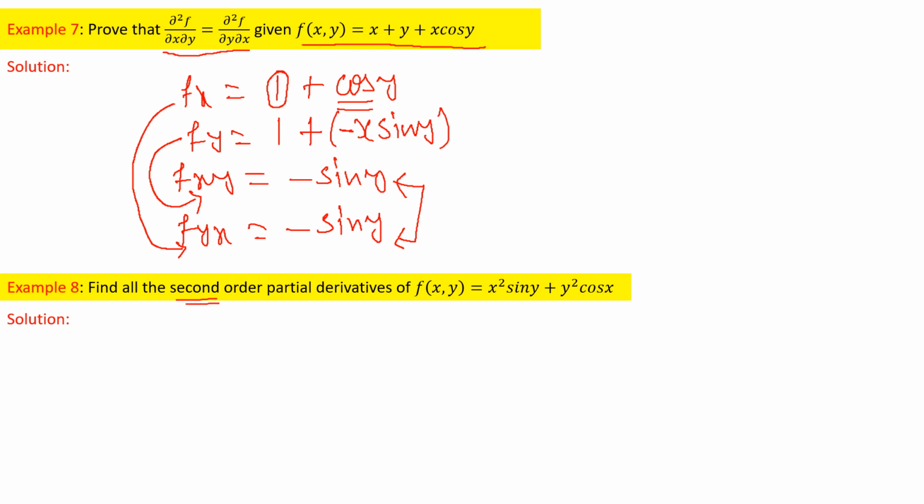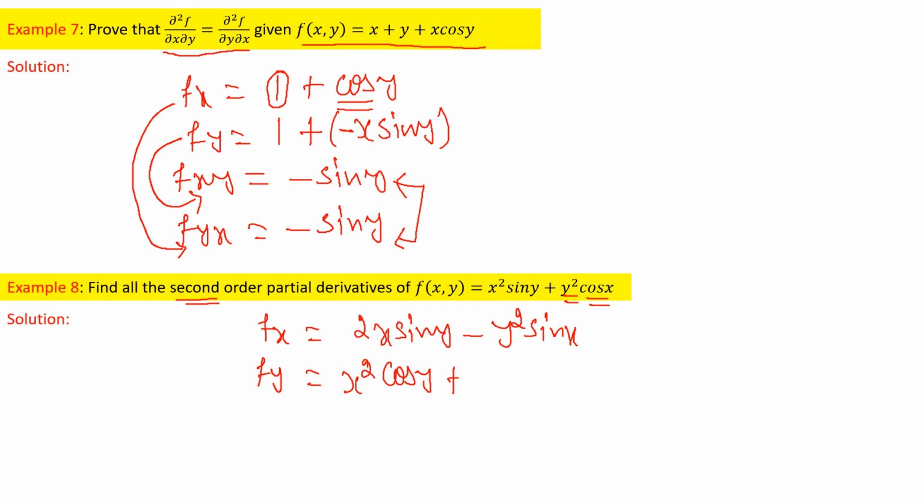This question we have already done, same model. Find the second order partial derivatives of the function x² sin y + y² cos x. So first we will find the first derivative fx. So what is fx? 2x sin y minus y² sin x. Here this y² is constant, derivative of cos x is minus sin x. If I find fy, this will be x² cos y plus 2y cos x.